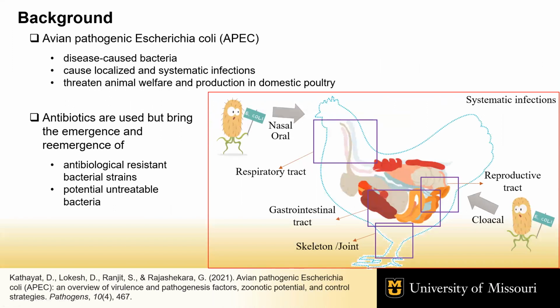Avian pathogenic E. coli is one of the most common disease-causing bacteria. After E. coli enter through oral, nasal, and cloacal routes, APEC colonizes the mucosal sites of the GI tract, respiratory and reproductive tracts, and results in localized and systemic infections that threaten animal welfare and production in domestic poultry.